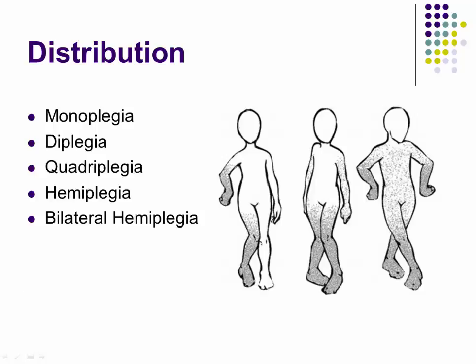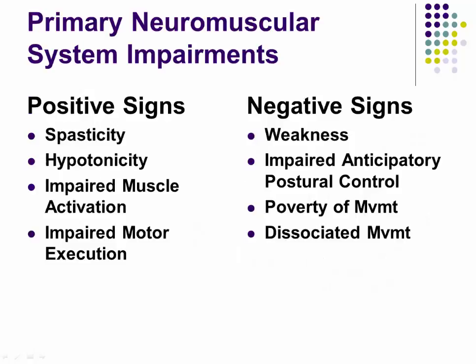Synergy pattern tends to be one of flexion, and the synergy pattern in the lower extremity tends to be one of extension. Now we're going to look closely at the primary neuromuscular system impairments. And these encompass a diverse group of problems that represent major constraints on movement and postures. Positive signs are present but shouldn't be present in normal development, whereas a negative sign is an absence or a reduction in skills that should be present. We're going to talk about each one of these signs in a little bit of detail.